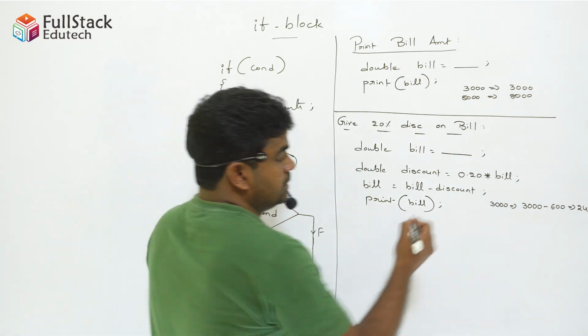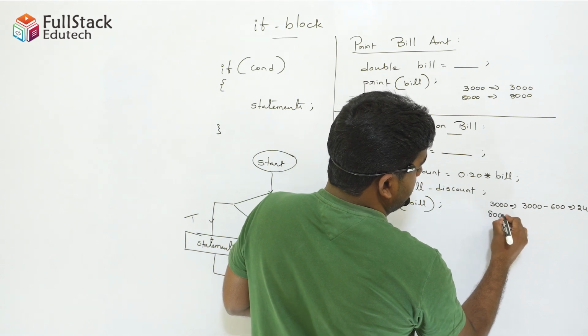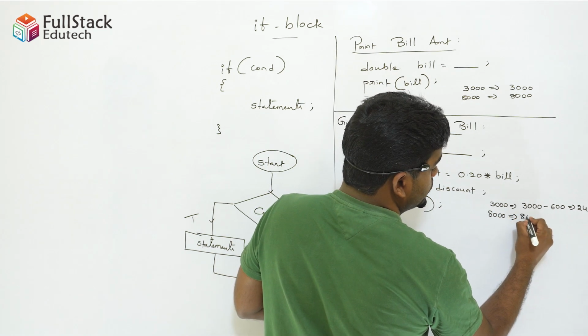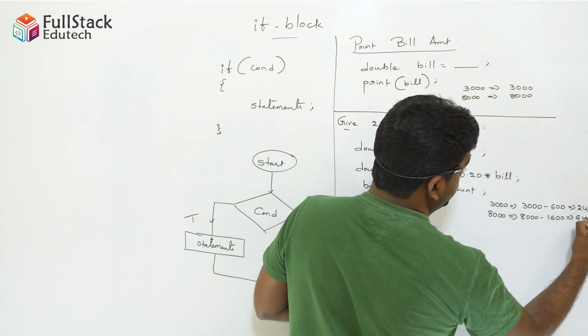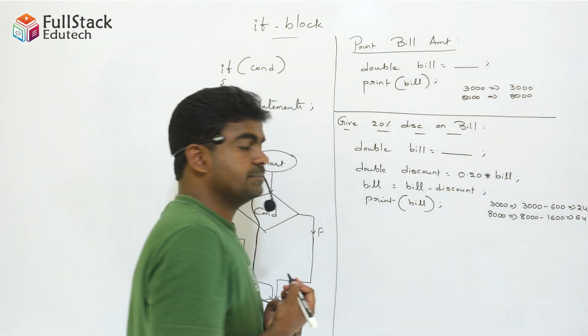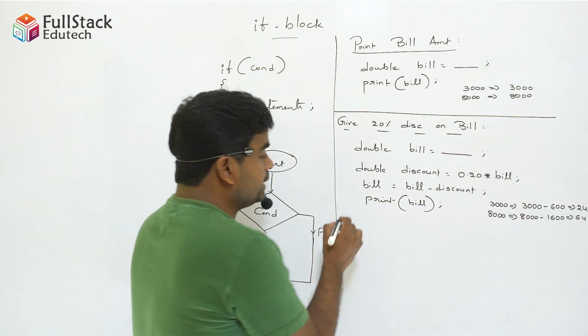Suppose if the bill amount is 8,000 rupees, 8,000 rupees minus 20% means what? 1,600. You have to pay 6,400 only, because we need to deduct.